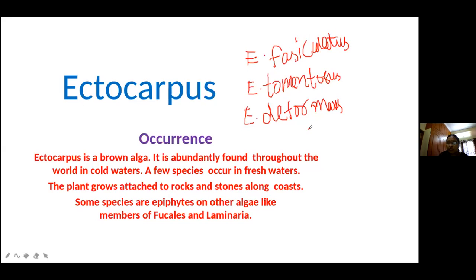Next, only one member is parasitic. That one is Ectocarpus parasiticus. Are you writing? Parasiticus, girls. Did you write the examples, girls, in your notes?